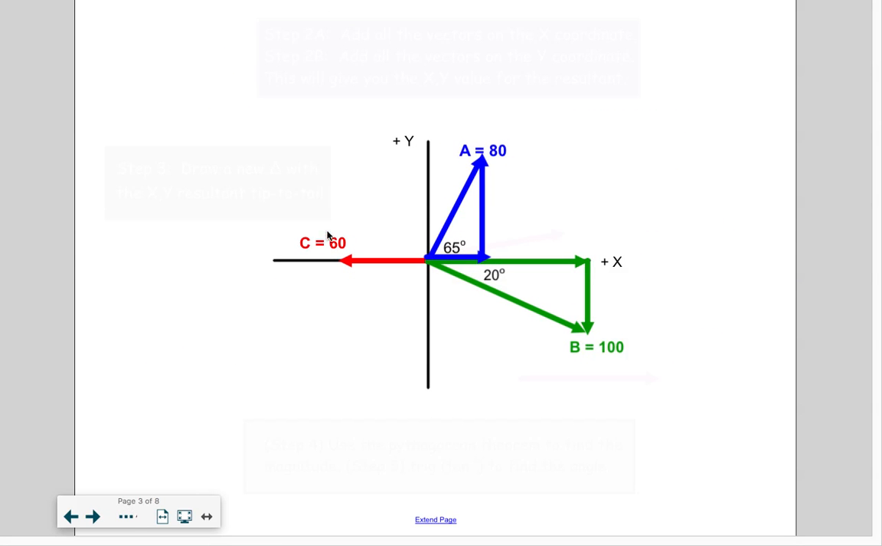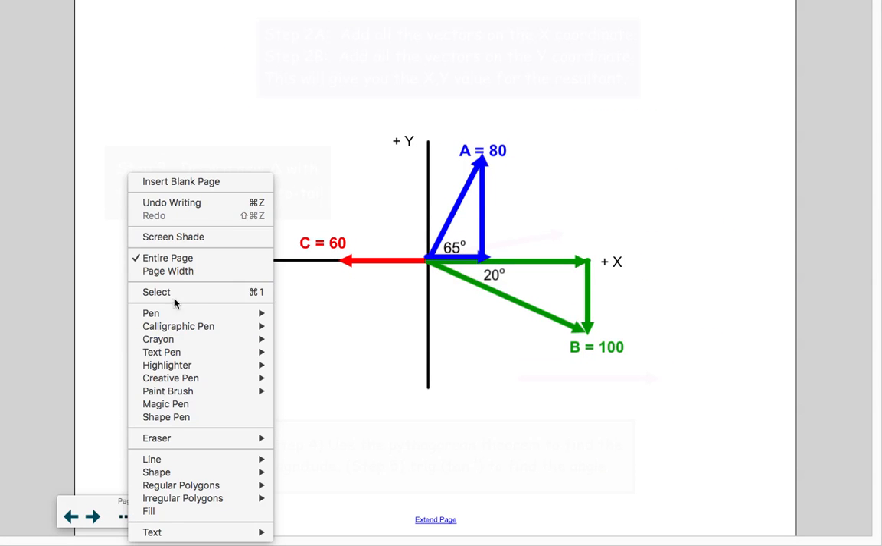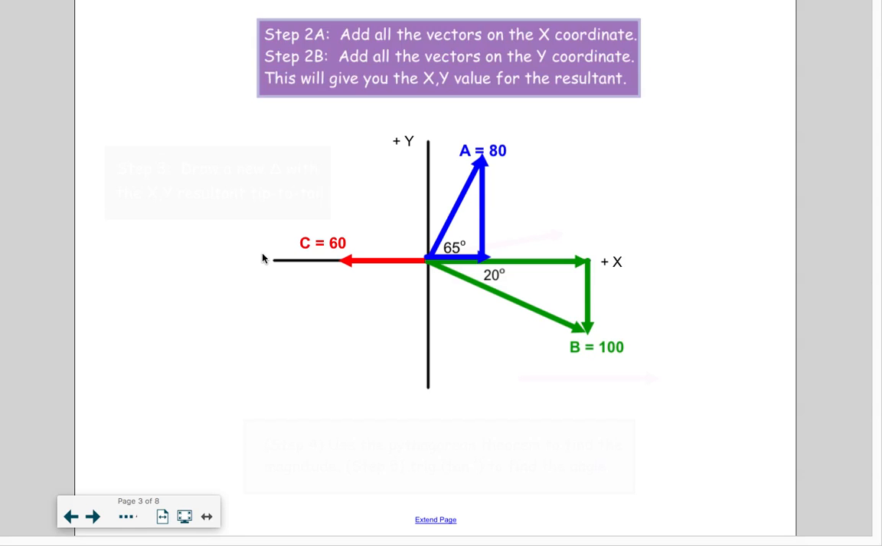Alrighty. So now what's happening, let me go ahead and get on select, is we have some additional steps. And so these are some of the steps that we're going to be covering. So step 2a and then step 2b, technically it's really just step 2 where we are combining our vectors. So we're adding all the vectors for x, adding all the vectors for y, and that's going to give me an xy value for my resultant.